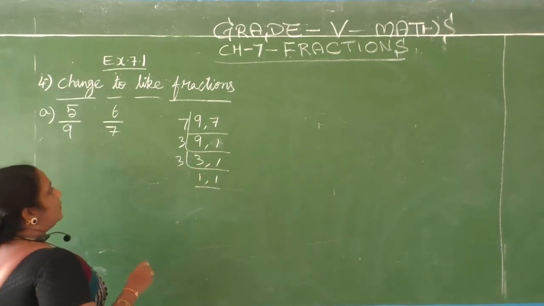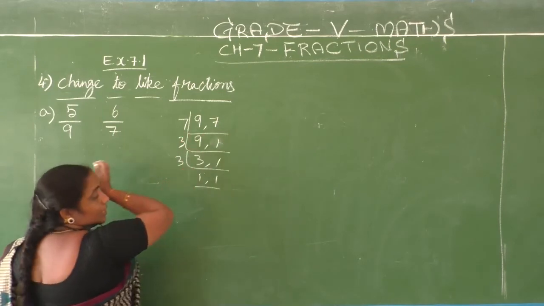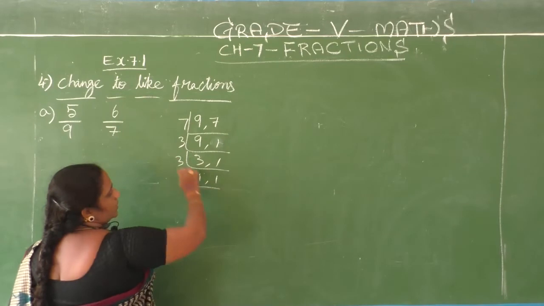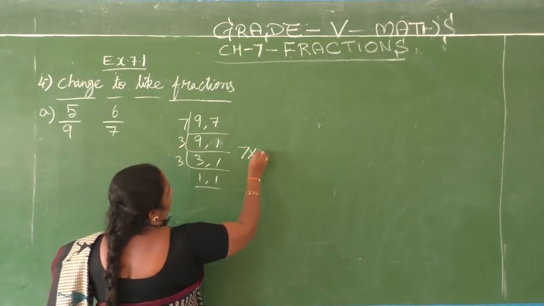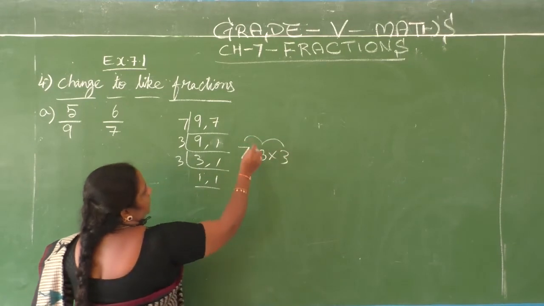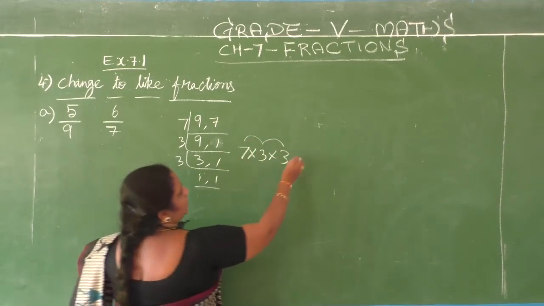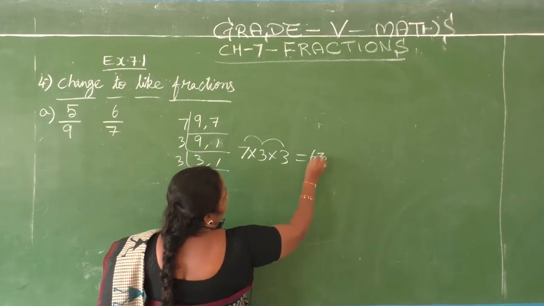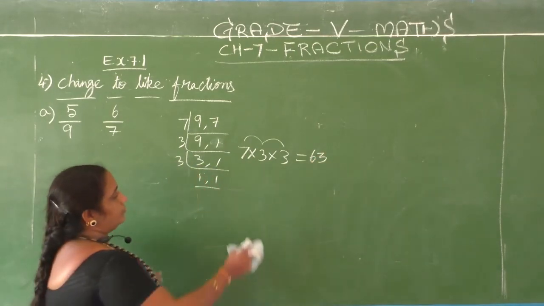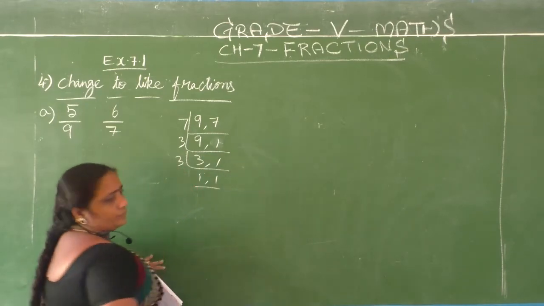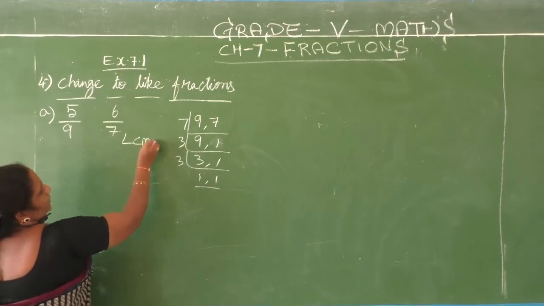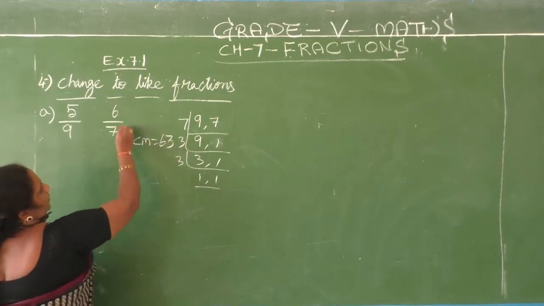So the answer will come directly. 9 sevens are what will come? 9 sevens are 63. That answer only will come. Listen, 7 into 3 into 3. See, 3 threes are 9. 9 sevens are 63. I will write here. Wait. LCM equal to 63. Okay.